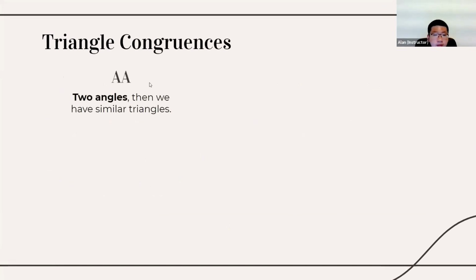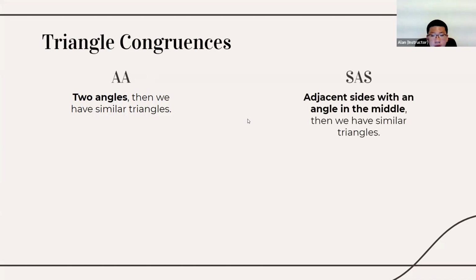All right, so here is some going over the ways to determine if two triangles are similar again. If they give you two angles, then you know they're similar triangles. Also, if you have two sides and an angle in between, and then finally three sides.